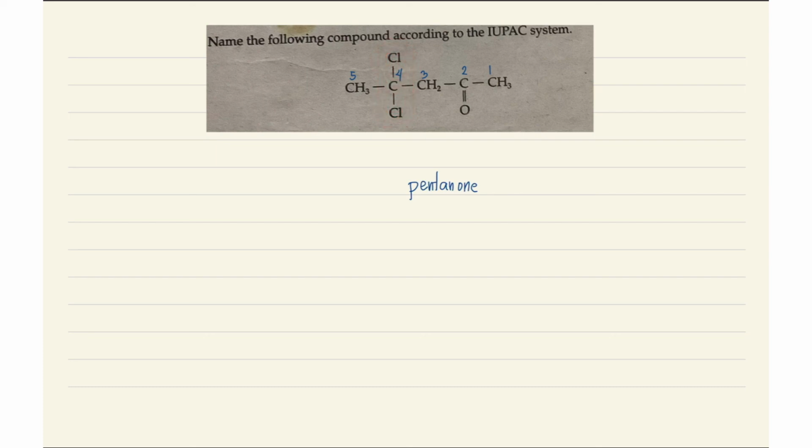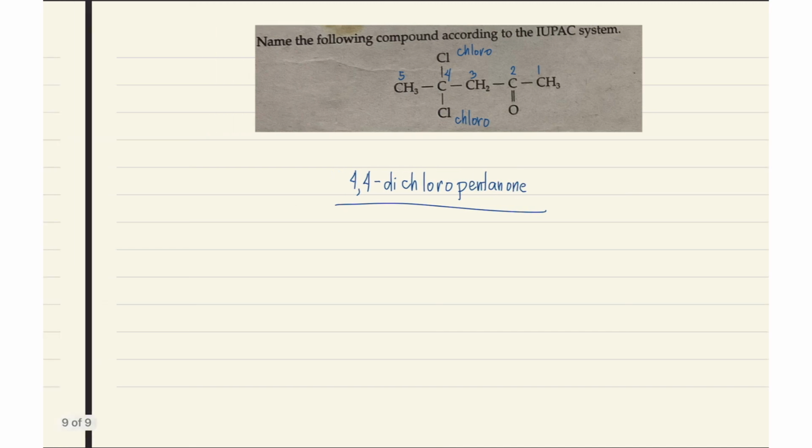So, ibig sabihin, gagamit tayo dyan ng di. Dahil dalawang chloro, so we have dichloro. So, now, let's name this one. Since pareho silang kay number 4, pareho mong uulitin yung number. So, we have here 4,4-dichloropentanone. That's it. Always lang ninyong tatandaan, kapag ketone, laging nasa may gitna. Tapos kapag aldehyde, laging nasa hulihan.